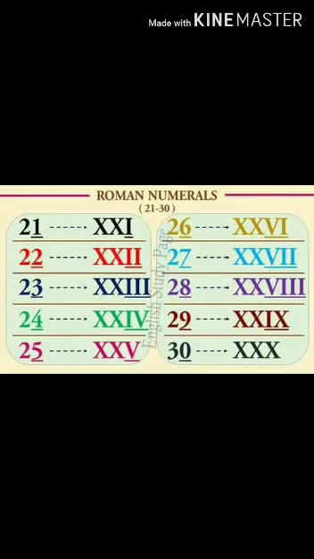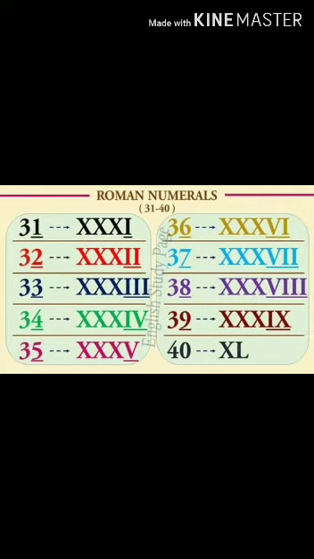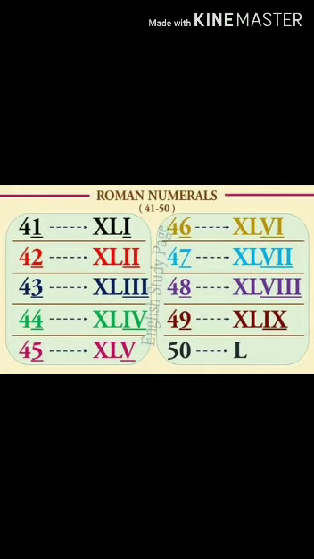Now for writing 21 to 30 Roman numerals, just write the symbol of 20 first, and the symbol of 20 is XX. So hum sabse pehle 20 ka symbol likh denge XX, aur uske baad jo bhi number hai uske according uska Roman symbol aa jayega. For writing 31 to 40, ab 31 to 40 likhne ke liye sabse pehle aap 30 ka Roman symbol likh denge XXX, aur uske baad jo bhi number hai uske according uska Roman symbol. 41 to 50 के लिए आप सबसे पहले 40 का रोमन सिंबल लिख देंगे. 40 का रोमन सिंबल क्या होता है? XL. And after that जो भी नंबर है उसके according उसका रोमन सिंबल आ जाएगा.